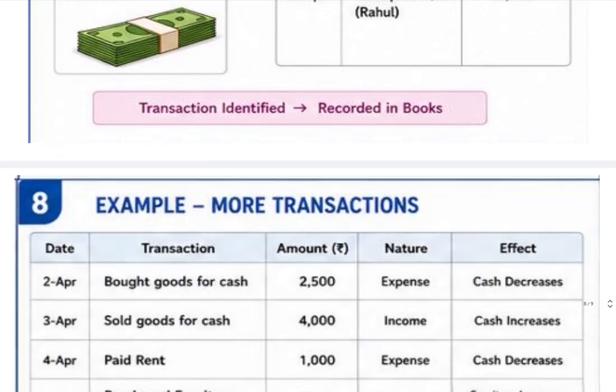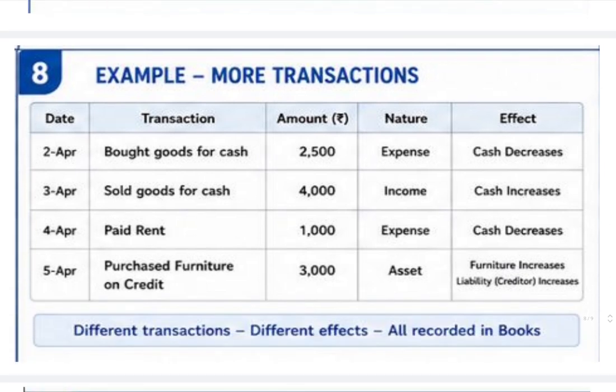Here are more transaction examples. On 2nd April, bought goods for 2,500. What is the nature of this transaction? It is an expense. If you incur an expense, the cash goes out, which means your cash will decrease. Sold goods for cash, 4,000 rupees. What is the nature of the transaction? It is income. When you receive money, your cash balance will increase. Paid rent 1,000, expense, cash decreases.